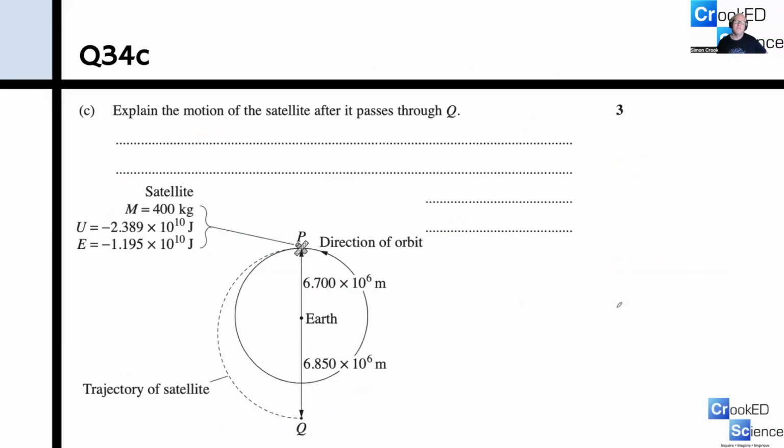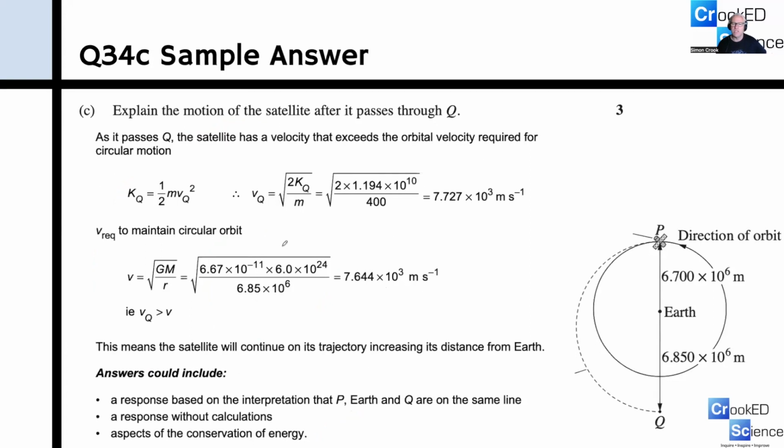The main challenge we have as teachers, though, is around question 34C, which asks students to explain the motion of the satellite after it passes through Q. Now, this should be straightforward, as has been mentioned, and we'll talk about it a bit more in a minute. It should continue the ellipse back in an elliptical orbit, but the suggested answer in the marking criteria is quite different.